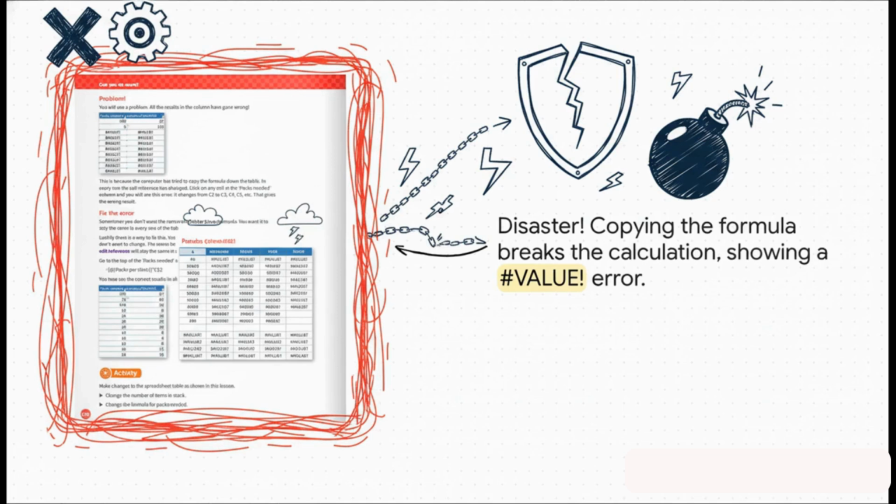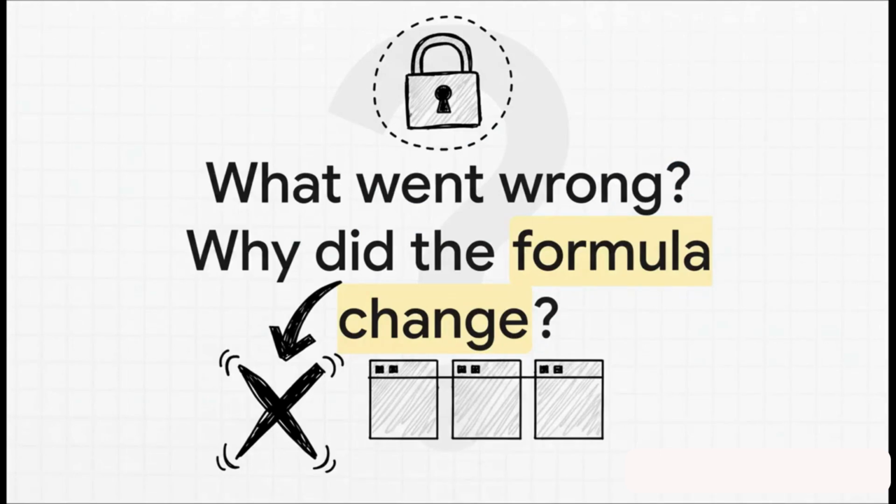The whole thing breaks. See, when you copy a normal formula, the spreadsheet is actually trying to be smart. It adjusts the cell references for each new row, and usually that's what you want. But here, it's catastrophic. So what exactly went wrong here? The formula was supposed to keep looking at that one single cell with the number of clinics in it. But when we copied it down, the reference shifted down too, pointing to a bunch of empty cells. That's what caused the error.